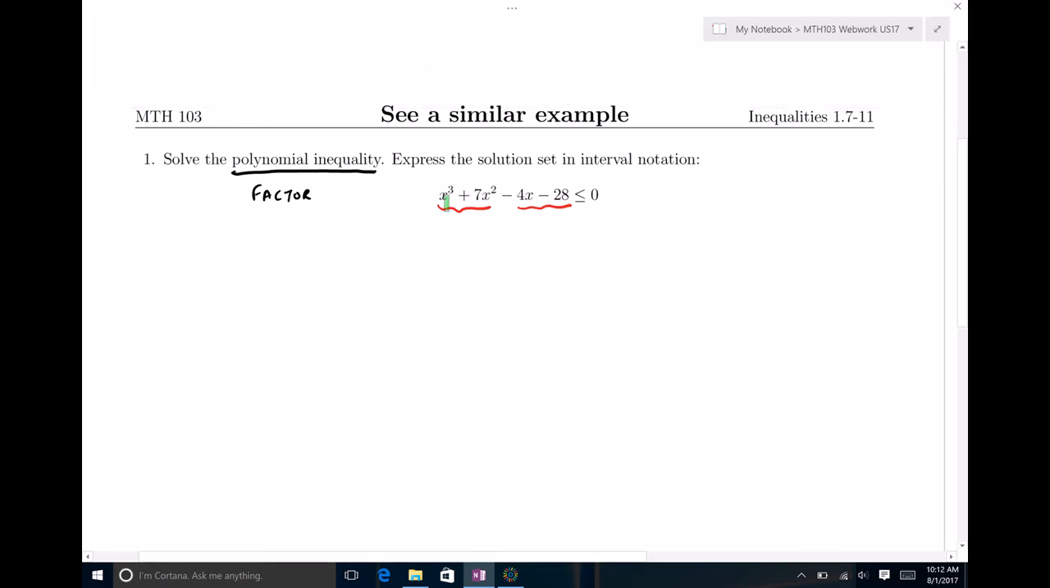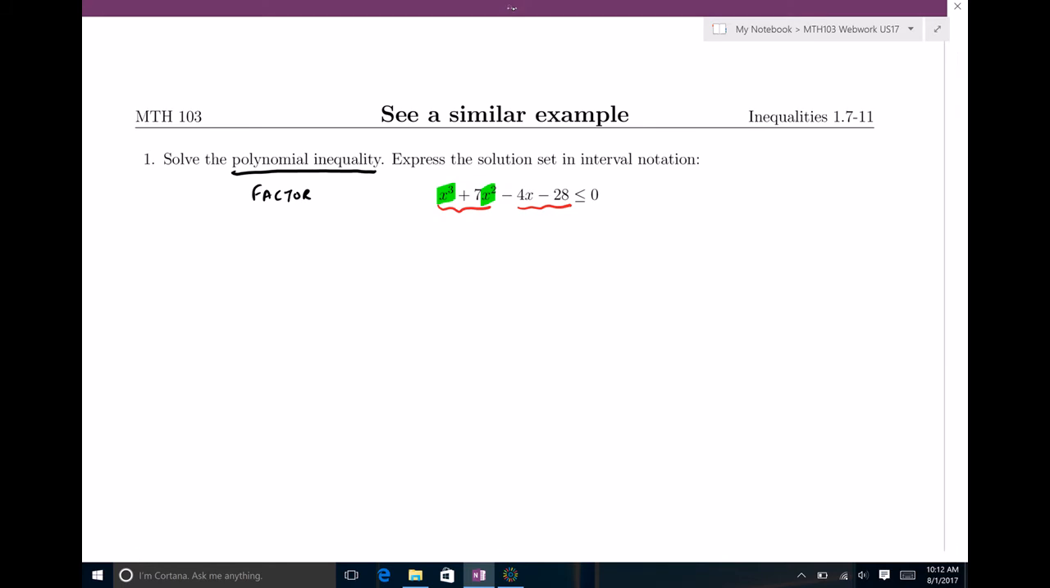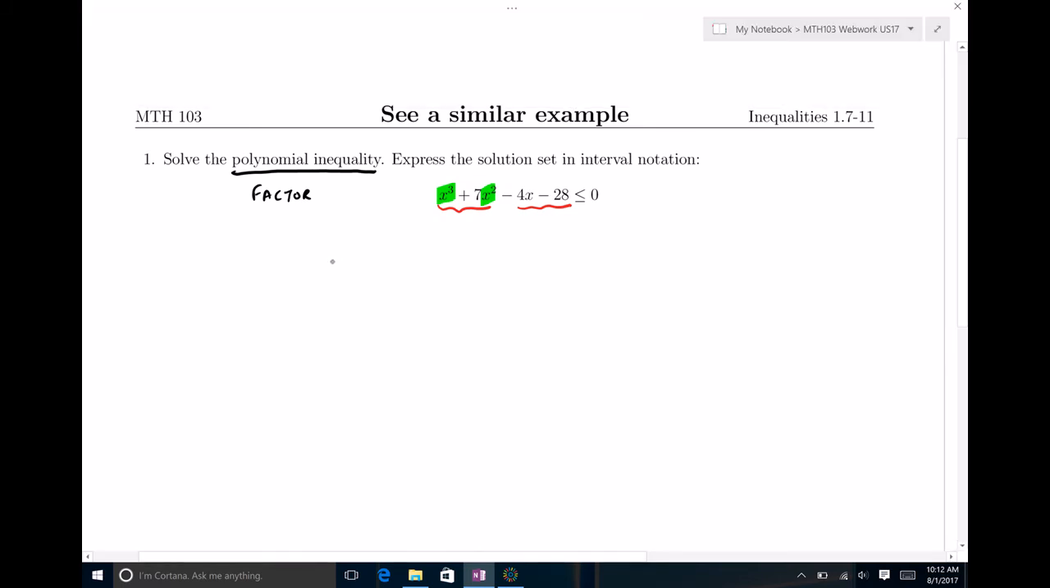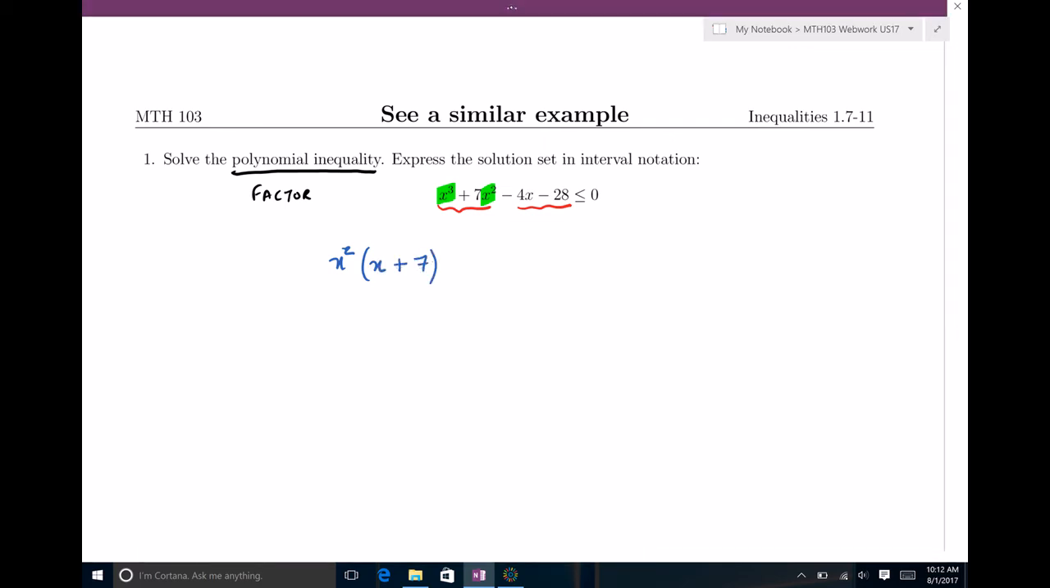So what's common between x cubed and 7x squared is just x squared. So I'm going to write that out as factor out the x squared. If I factor out x squared from x cubed, I'm left with x. And if I factor out x squared from positive 7x squared, I'm left with positive 7.